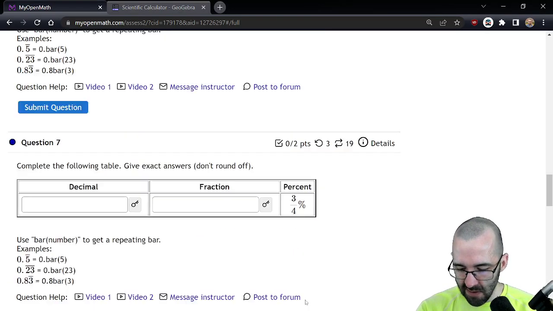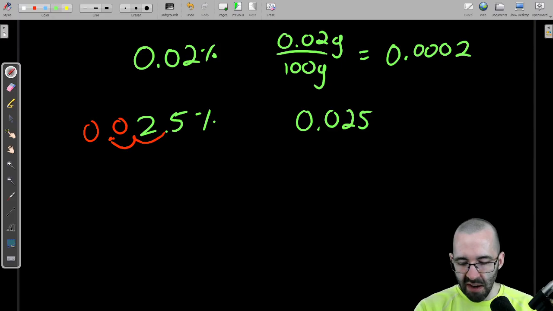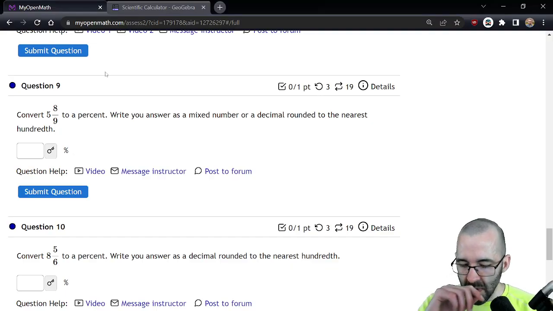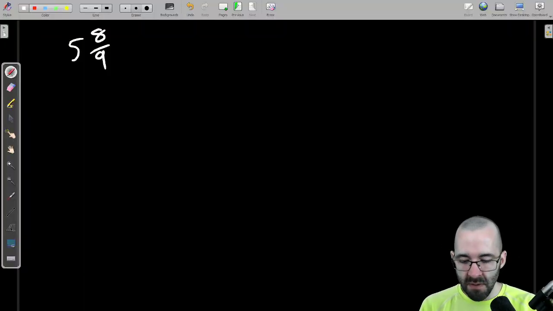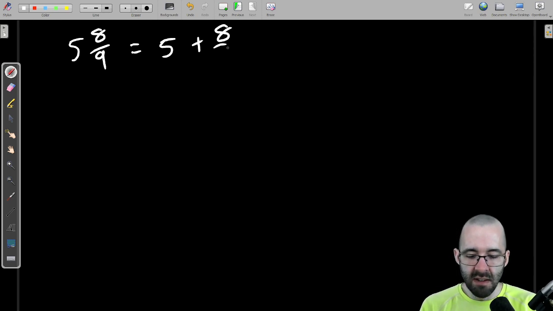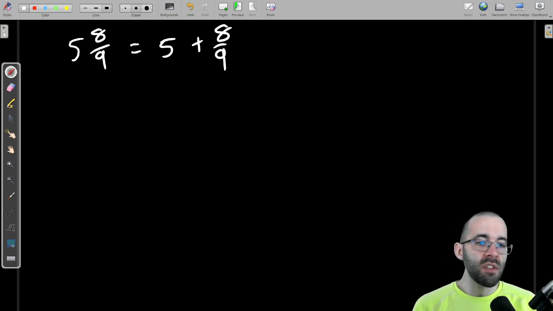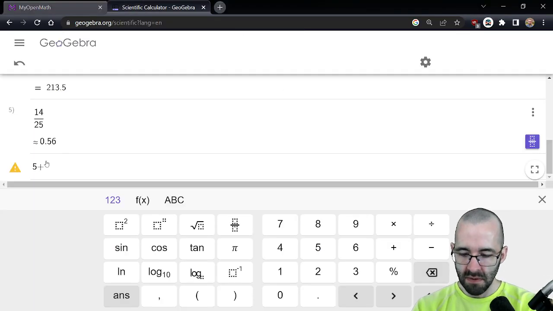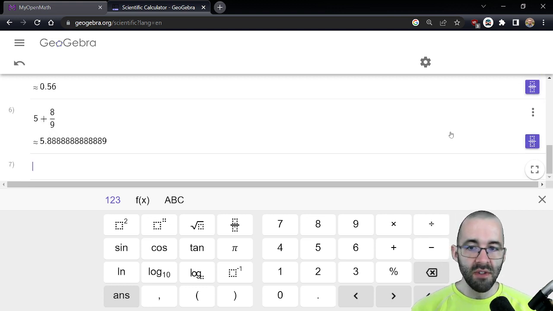It's going to be number 9. Convert 5 8/9 to a percent. Write your answer as a mixed number or a decimal rounded to the nearest hundredth. So remember that 5 8/9 is 5 plus 8/9. That's what mixed numbers are all about. And we can convert each one of these to a percent, or we could convert it to a decimal first. What is 5 plus 8/9? Let's give it a decimal approximation. It's 5.8 repeating.